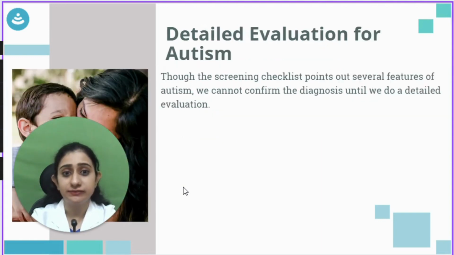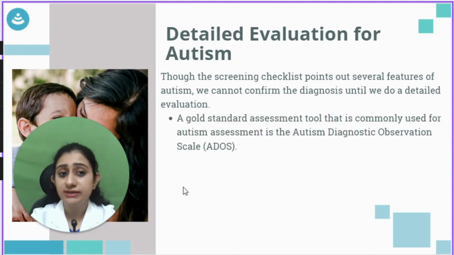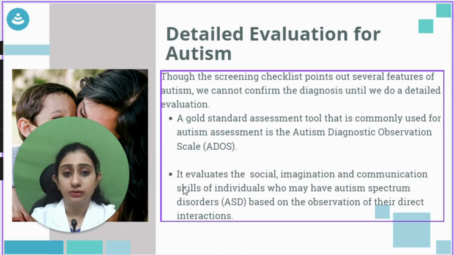Moving on to the detailed evaluation for autism. Though the screening checklist points out several features of autism, we cannot confirm the diagnosis until we do a detailed evaluation wherein we observe the child performing specific tasks. A gold standard assessment tool that is commonly used for autism assessment is the Autism Diagnostic Observation Schedule, ADOS.